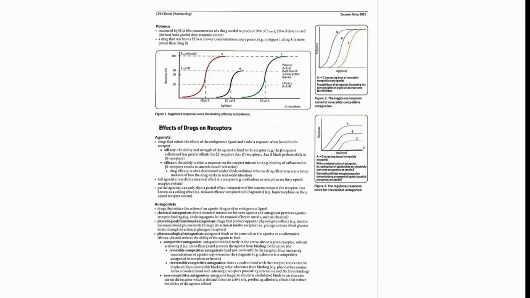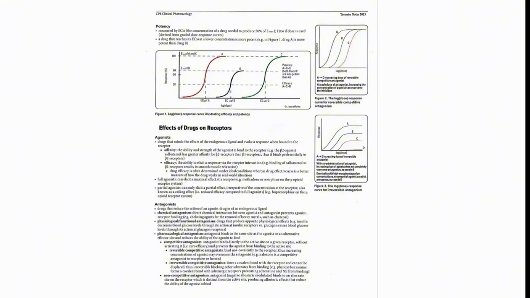Effects of the drugs on receptors. Drug effects occur when drugs interact with receptors. These receptors can be acted on by either agonists or antagonists. Agonists. An agonist is a drug that binds to a receptor and mimics the action of the body's natural ligand, producing a biological response. Two important properties determine agonist activity.